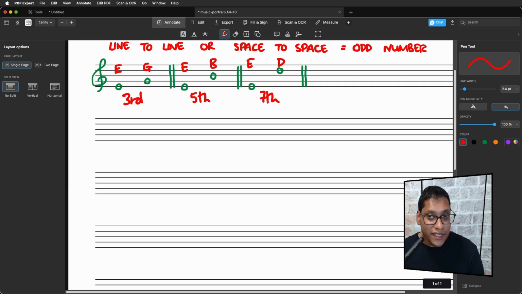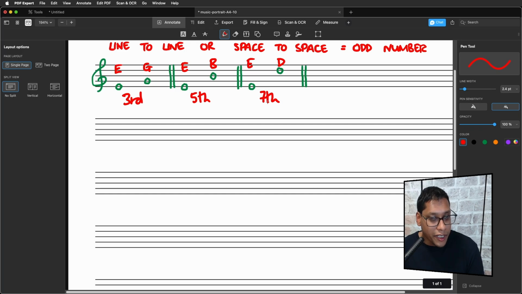So this is an easy way to figure out your intervals by sight. When you're sight reading or looking at a new piece of music and you want to figure it out really quickly, you will always be faster at sight reading if you look at your intervals rather than trying to read every single note on the page.